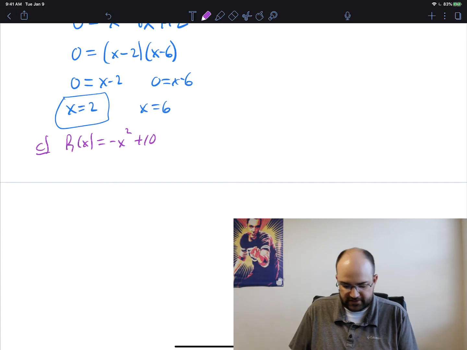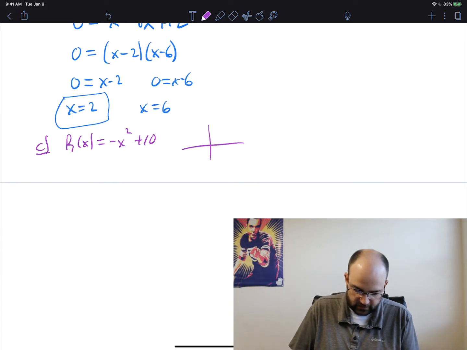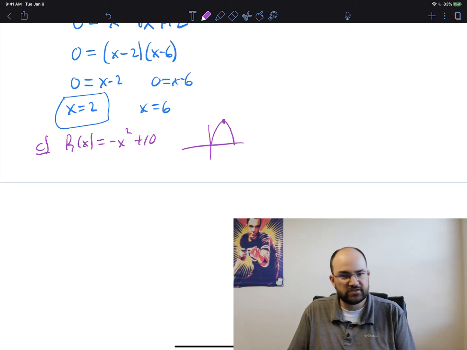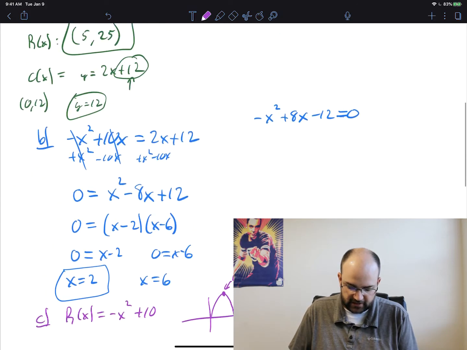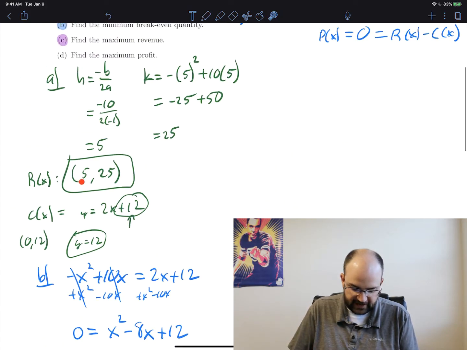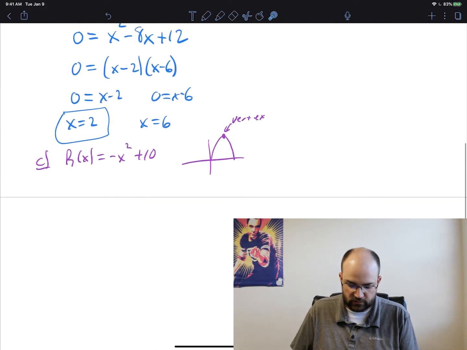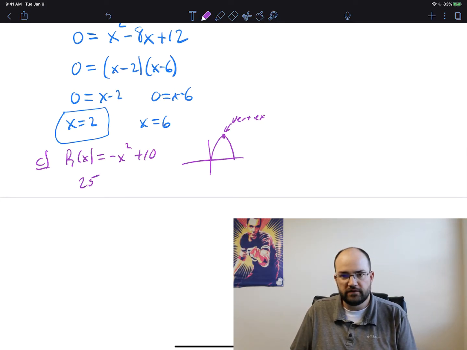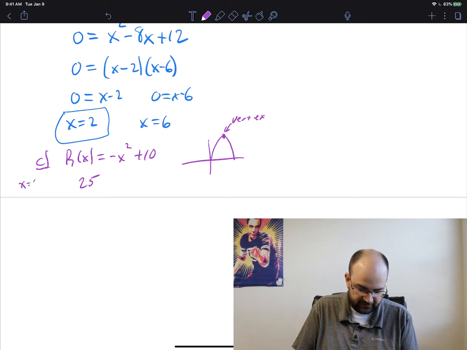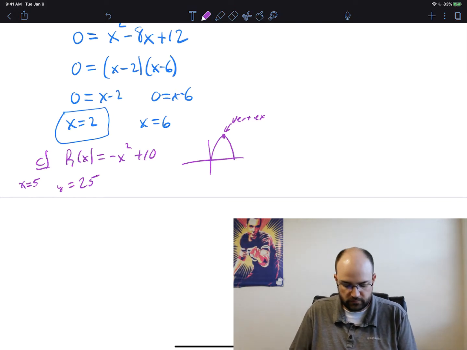But also notice that when you graph this, it's going to look something like this. The maximum is just going to be the vertex. And the vertex was (5, 25). So as a result, we need 25 for the y value. So x equals 5 and y equals 25. Or in other words, the revenue is 25.